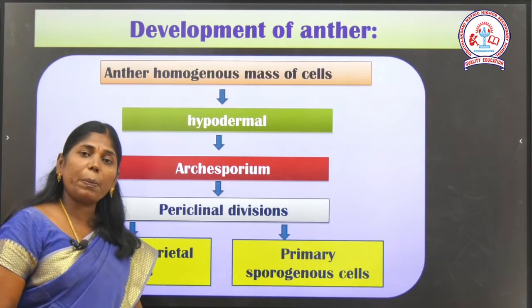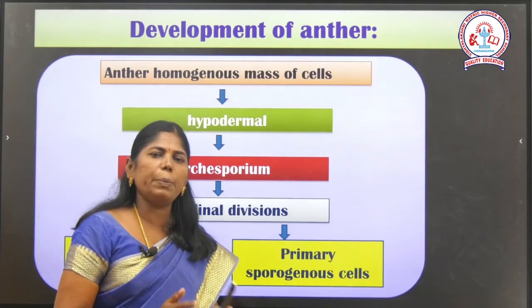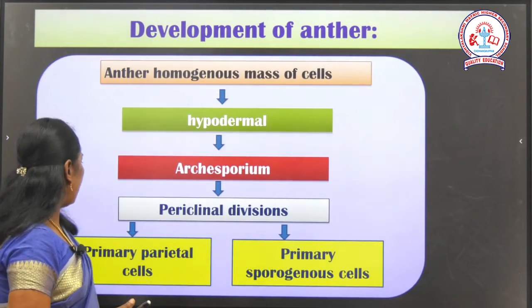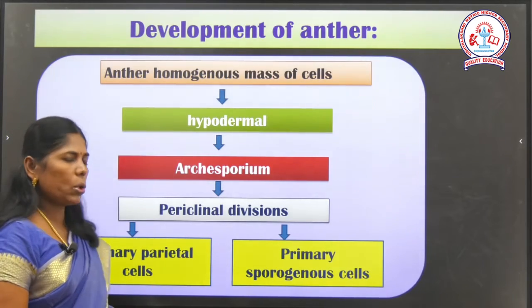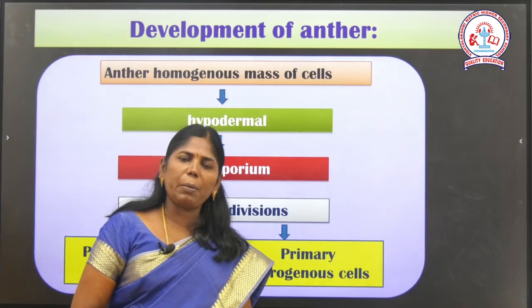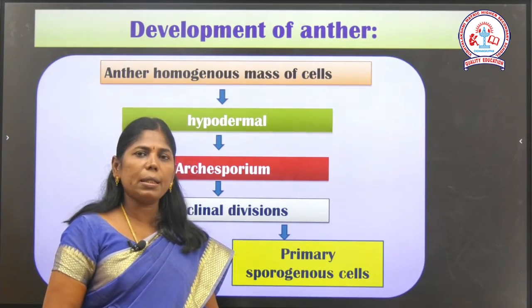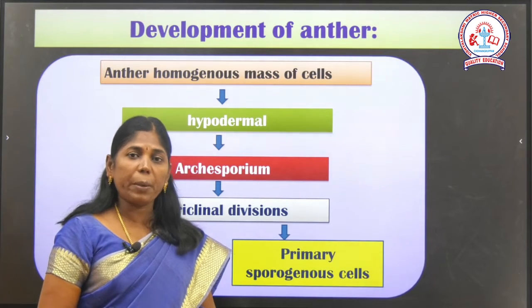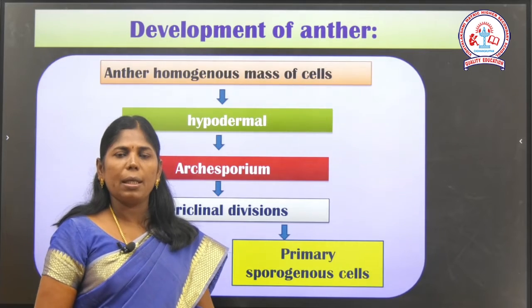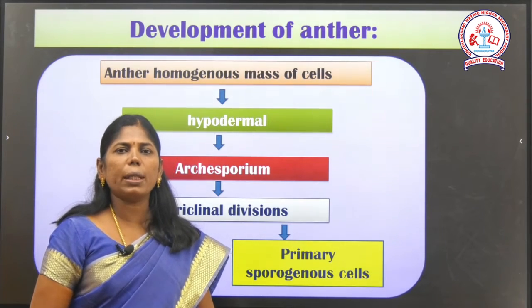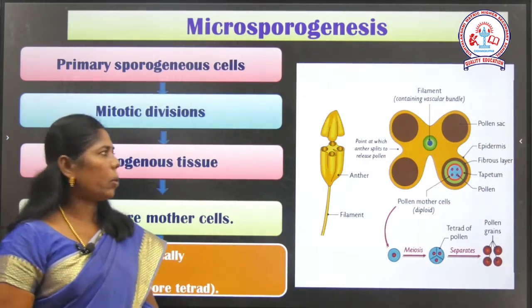What is the meaning of periclinal division? The division occurs parallel to the neighbouring, adjacent cells. As a result of periclinal divisions, primary parietal cells and primary sporogenous cells are formed. From the primary parietal cells, 3 layers are formed: the endothecium, the middle layer and the tapetum. From the primary sporogenous cells, microspore mother cells are formed, by meiotic division. This is the formation of microsporogenesis.